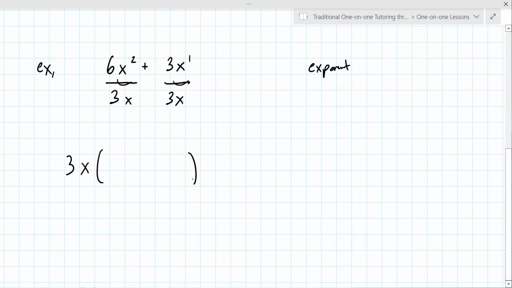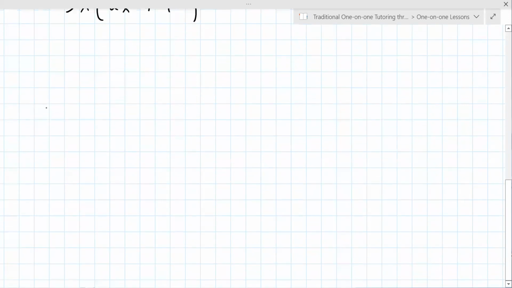Okay, so what goes in parentheses? It would be 2x and 1. 2x plus 1. Good. Let's look at another example here. Let's not make it too bad.